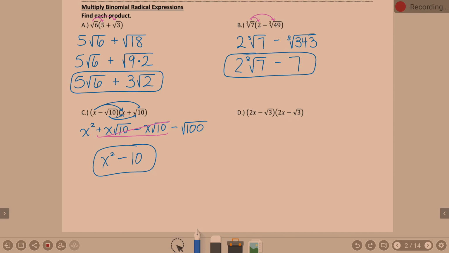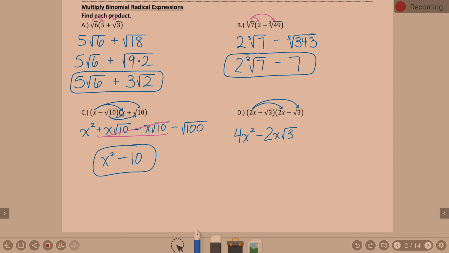But okay. What are we going to do on D? Okay, we're going to distribute. We're going to FOIL, whichever you want to call it. Let's see what we get. 2x times 2x is 4x squared. Good. Outside. 2x times negative square root of 3. Negative 2x square root of 3. So a positive times a negative, I would put the negative out front. And then 2x times square root of 3 is just 2x square root of 3.